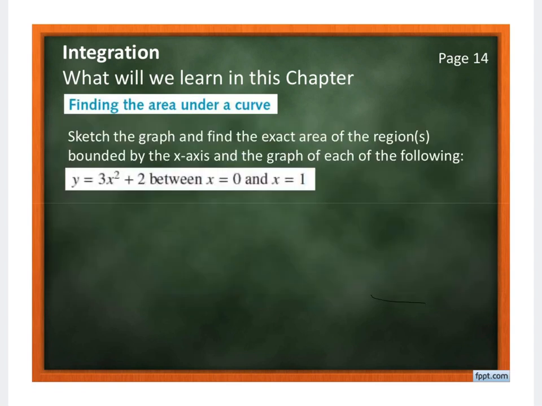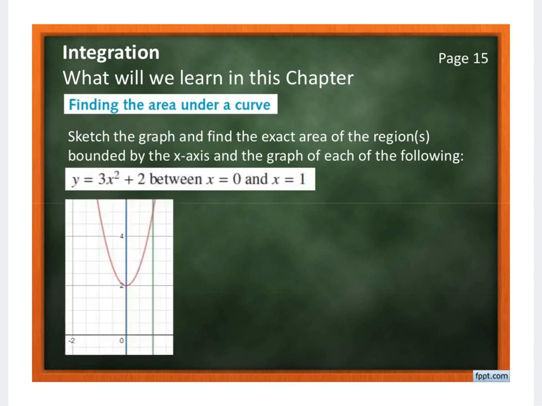Sketch the graph and find the exact area of regions bounded by the x-axis and the graph of each of the following. Y equal 3x squared plus 2 between x equal 0 and x equal 1. Here the graph between x equal 0 and x equal 1 and x-axis. So this area, the x-axis is here, and then 1 is here, this one 0. So the area should be here, until here.